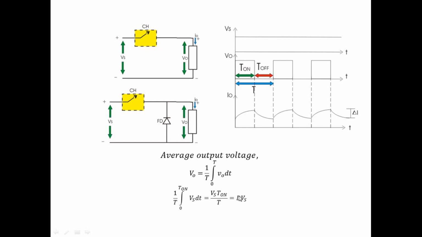So by varying D, we can vary V0. We can vary the T on from 0 to T. The minimum value of T on is 0 and the maximum is T. When T on is 0, T on by T, that is D, is 0. When T on is T maximum, D is 1. So we can vary D from 0 to 1. If D is 0, V0 is 0, and when D is 1, V0 is Vs. So we can vary the output voltage from 0 to Vs, and we'll be getting a variable output DC voltage.